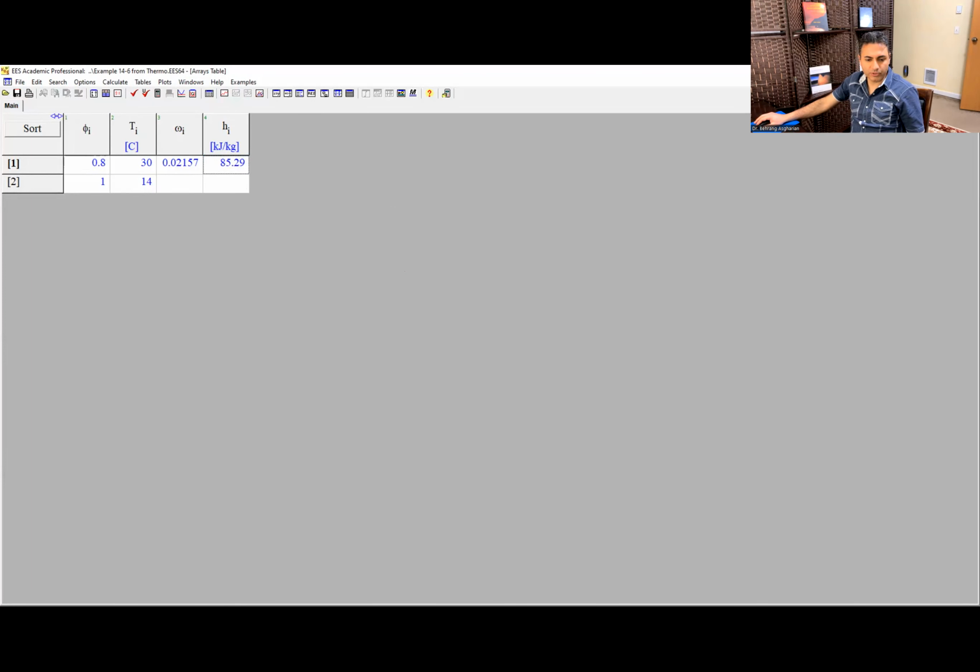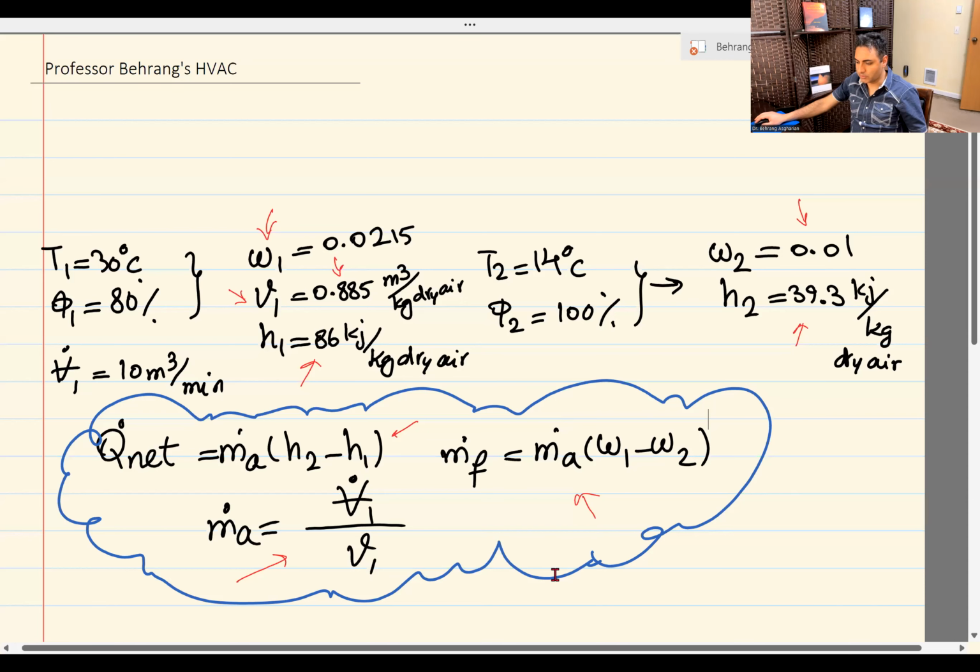Just for you guys to remember, let me share that one more time. Take a look at this one more time. The value of H that I got from the chart was 86 kilojoules per kilogram of dry air.